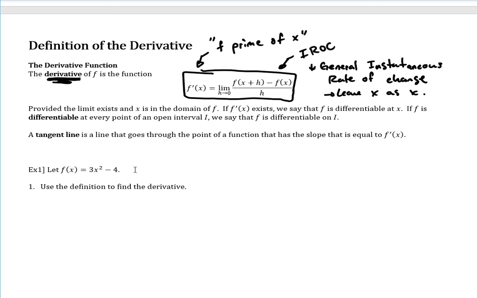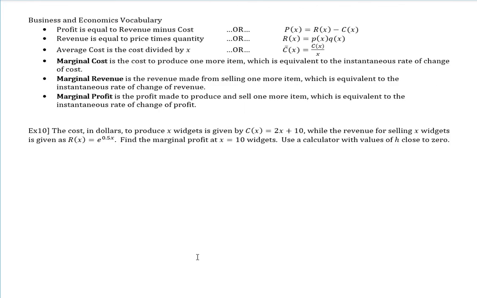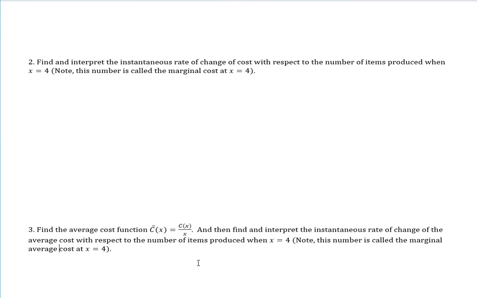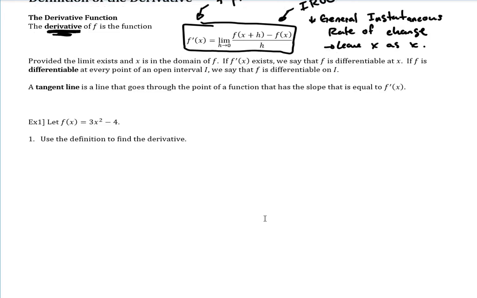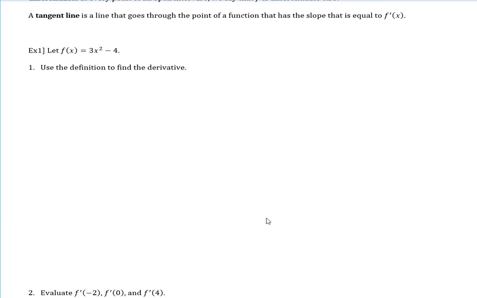And then one other thing, a tangent line is a line that goes through the points of a function that has the slope that is equal to f prime of x at whatever x value we might need in some cases. Anyway, let's see how this works. I hope you've been enjoying these types of videos if you've been going in order. It's very similar to what we were doing. You could try these out on your own after you see this first example to get the hang of it. But let's break this down.